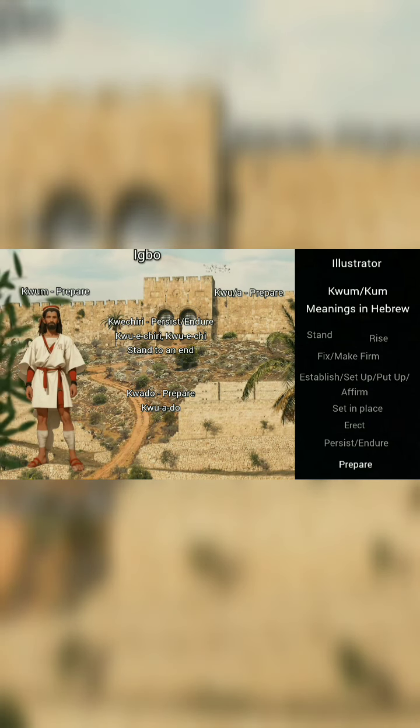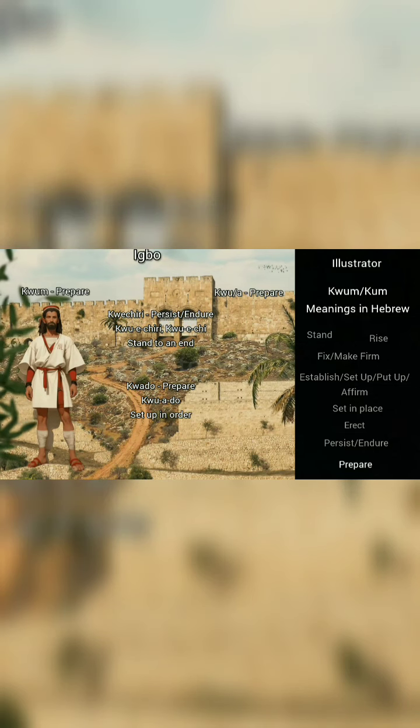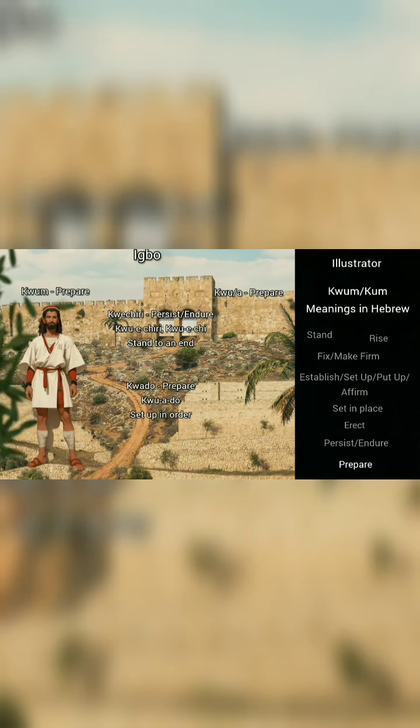Ado. So kwa is to join and do is actually saying set up in order. Kwa is to set up. The do signifies order. So essentially when you say kwado, you are saying set up in order. That is, prepare it. Of course, something that is disorganized is not prepared. Okay, so when you organize it, you are essentially preparing it. So kwado: set up in order.